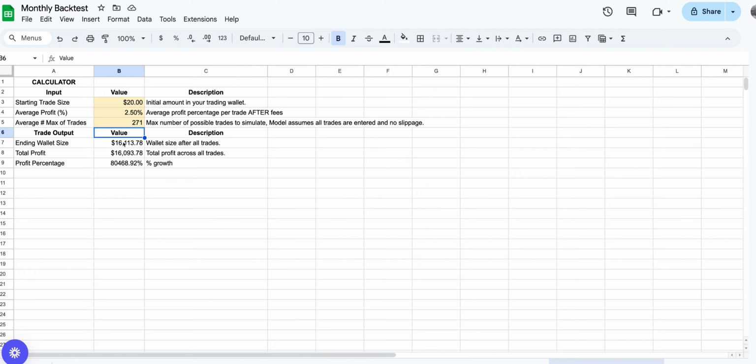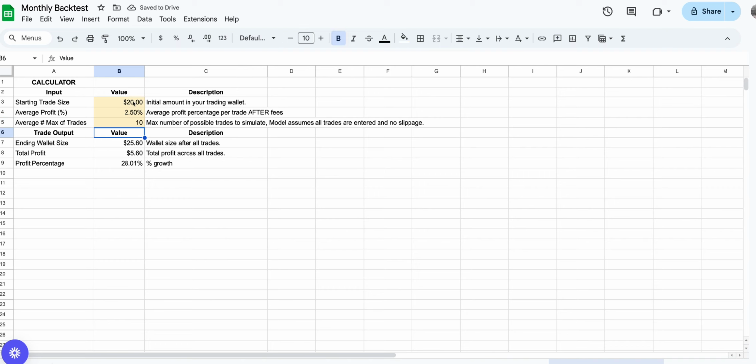Now, there are variables here, okay? You're going to have slippage. Sometimes you're not going to get a sell order executed. Sometimes you're not going to get a buy order executed. Sometimes you're going to be in a trade, and if your wallet size is only $20, well, you can only really enter into one trade at a time until this trade is filled. And if you're in that trade for, let's say, 3 days, well, you're only going to be able to do that at the max 10 times in a month. So this is not going to be 271, it's going to be 10.